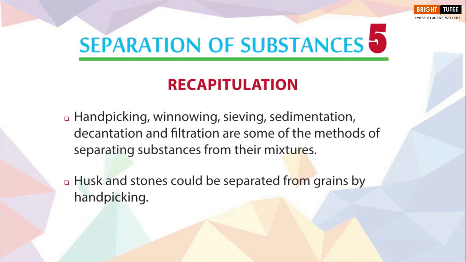So students, let us quickly summarize what we read in this chapter, separation of substances. We read about various methods which are used for separating substances from their mixtures. The methods we read about were handpicking, winnowing, sieving, sedimentation, decantation and filtration.